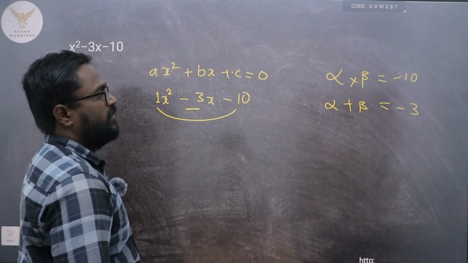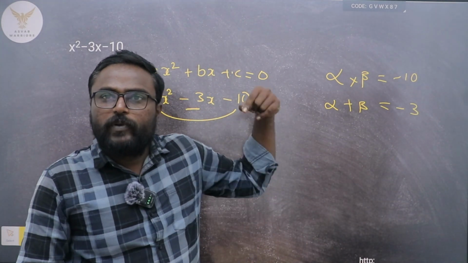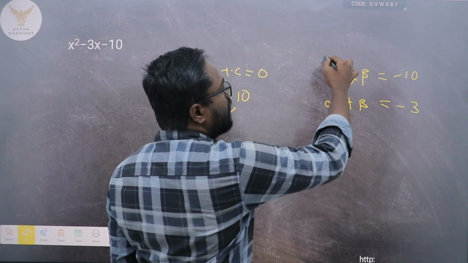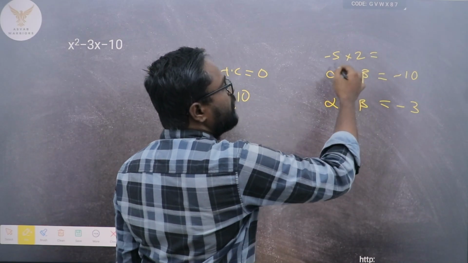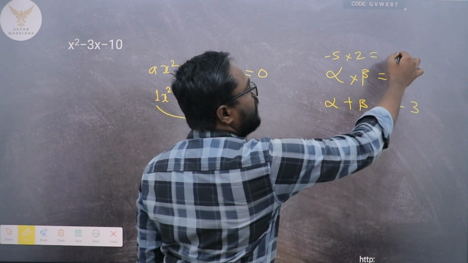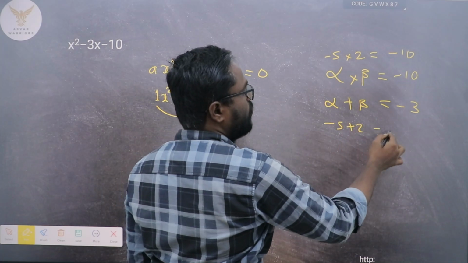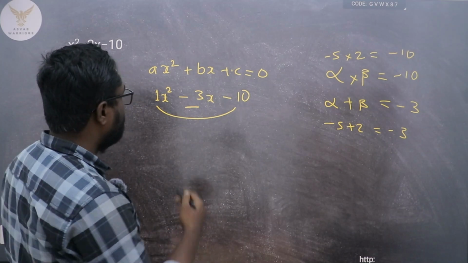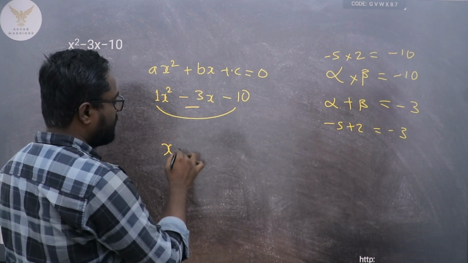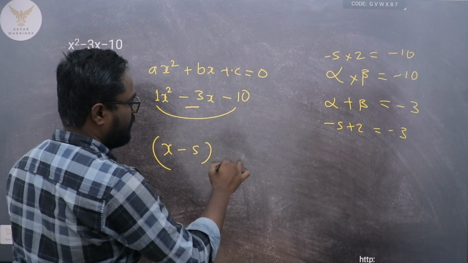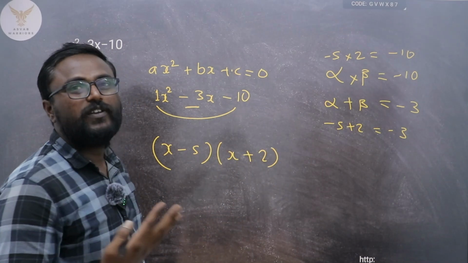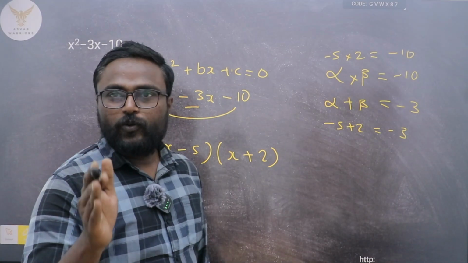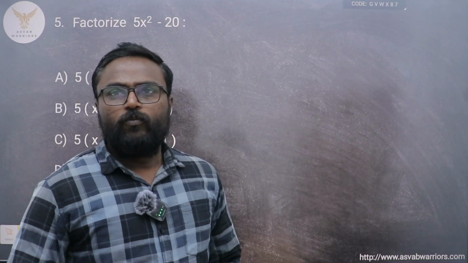So which are those two numbers? Their multiplication should be negative 10, addition should be negative 3. I can think of two numbers, negative 5 and 2. Negative 5 times 2 is negative 10. Negative 5 plus 2 is negative 3. So those two numbers are negative 5 and 2. So what can I do? Easy peasy lemon squeezy. x minus 5 because it was negative 5, x plus 2 because it was plus 2. That's it. This is how you factorize the questions. I hope you guys have understood this as well. Moving on to the next question.